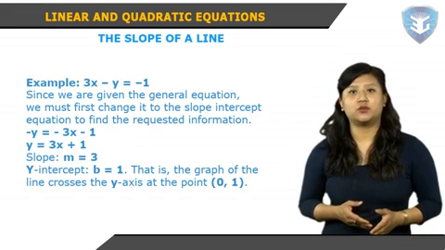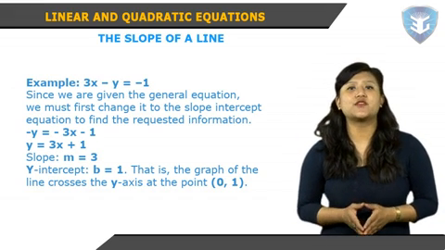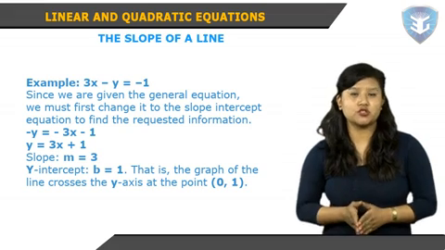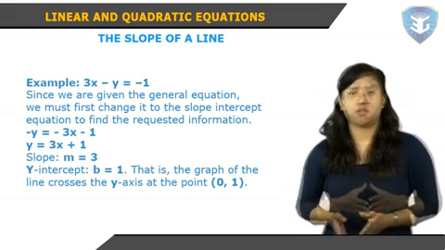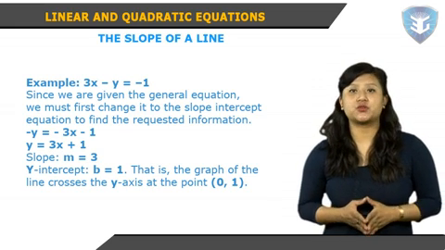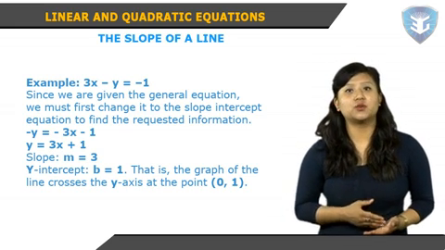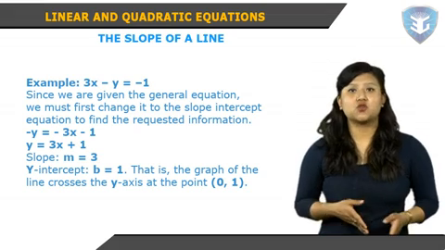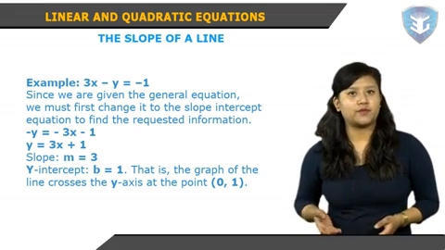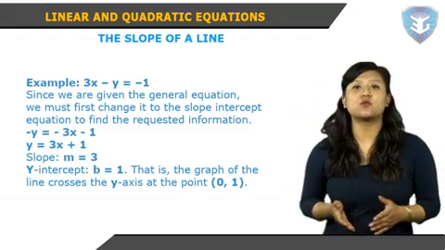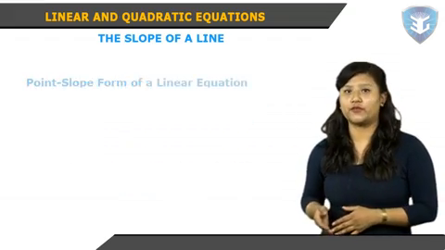3x minus y equals minus 1. Since we are given the general equation, we must first change it to the slope-intercept equation to find the requested information. Minus y equals minus 3x minus 1. y equals 3x plus 1. Slope m equals 3. Y-intercept b equals 1. That is, the graph of the line crosses the y-axis at the point (0, 1).